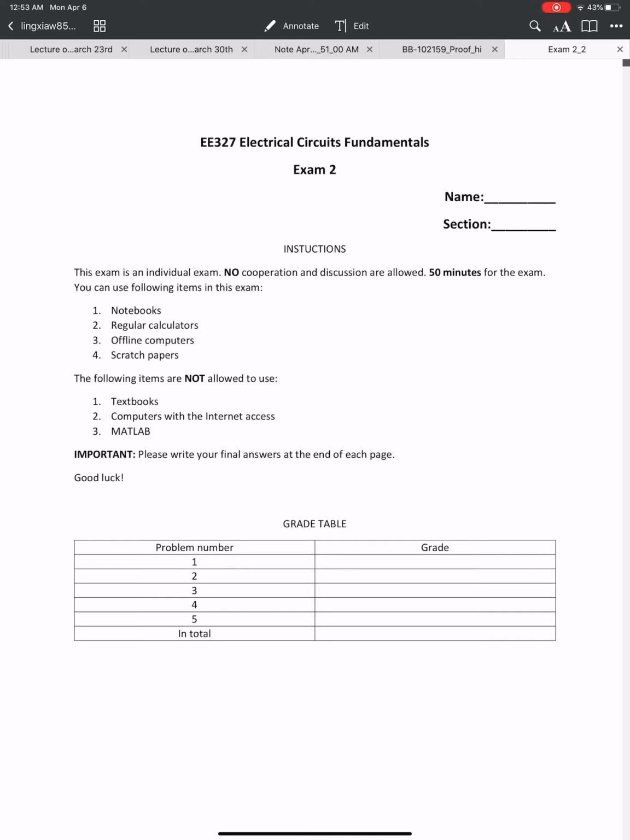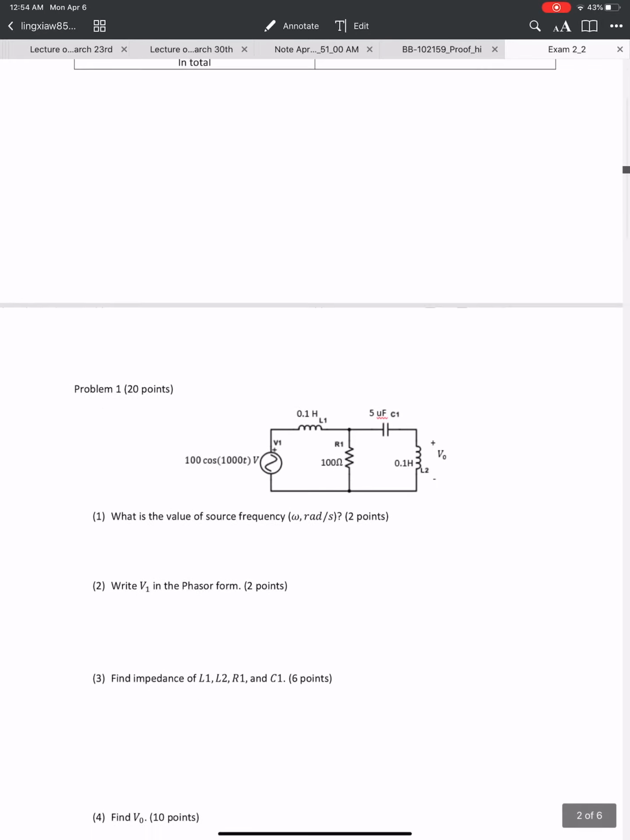At the beginning of today's class, I want to go through exam two questions. I will give you some instructions, like a few initial steps of how to solve each question. I wish this lecture will give you some advice or help for finishing this exam. Alright, without further talk, let's get started.